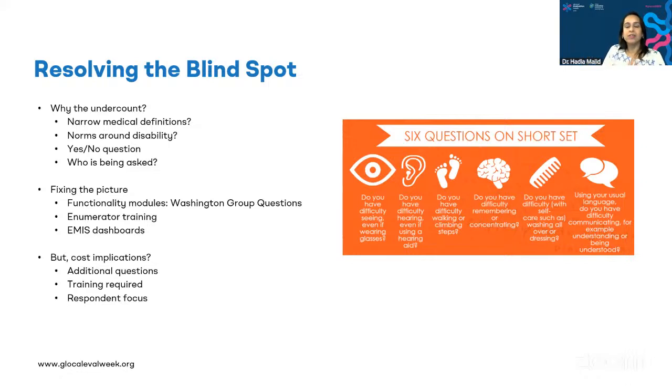If for the next 5 years, my policy focus is on making sure that education is inclusive, then the cost of adding this additional module may actually be worth the benefit that it reaps for me, which is that it allows my policy to become more inclusive.